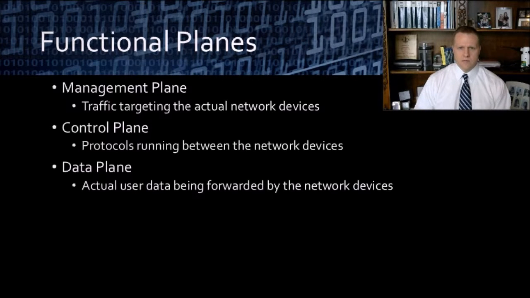I want to quickly cover the three functional planes of network devices, which will serve as the basic categories for each of the security best practices. First, the management plane, which is the traffic that is actually targeting the network devices. For example, SSH or SNMP traffic. Next is the control plane, which is comprised of the various protocols running between network devices, such as routing protocols, OSPF, EIGRP, or spanning tree protocols running on switches. Then there's the data plane, which is really just the actual user data being forwarded by the network switches.